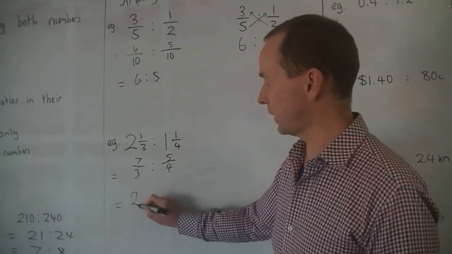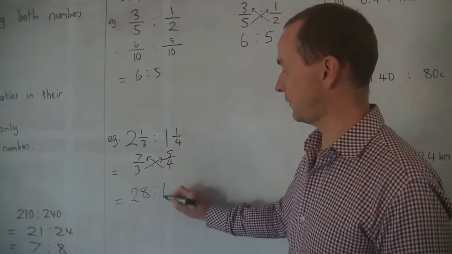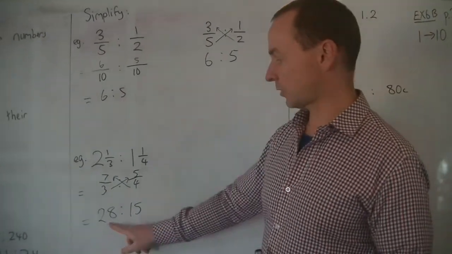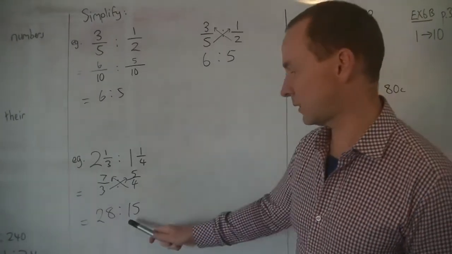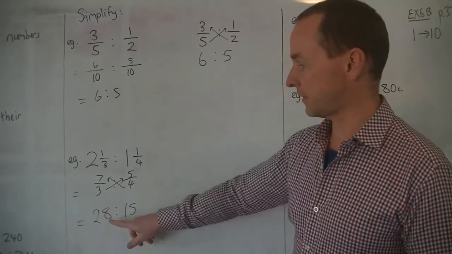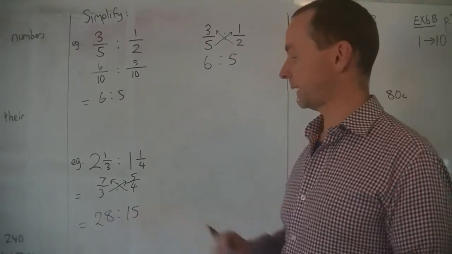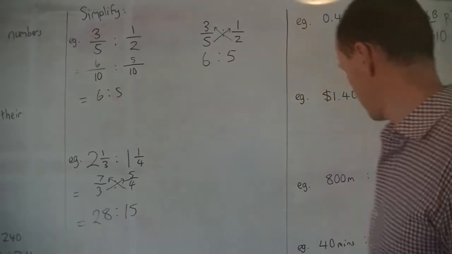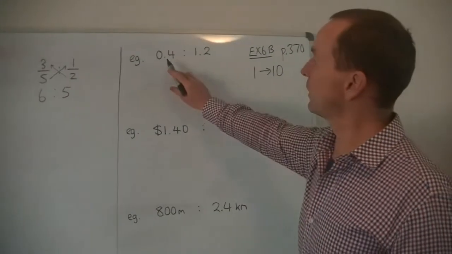4 sevens are 28. See there, 4 sevens are 28. 3 times 5 is 15. 28 to 15. There's my ratio. I just have to check, are there any common factors? Does 3 go into it? No. Okay, awesome. So I think that's in simplest form. So you just have to always check, make sure, and then your calculator can do that for you as well. It's the ABC button, but anyway, we'll talk about that another time. You don't need to use calculator, you can use your brain. Alrighty, let's do another one.